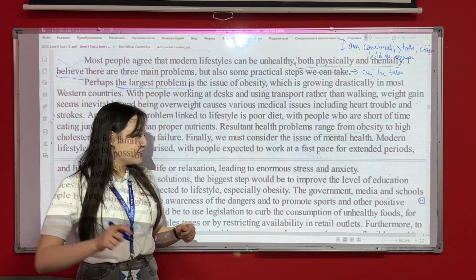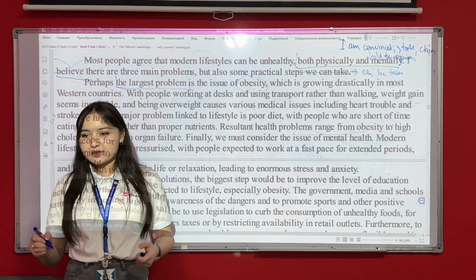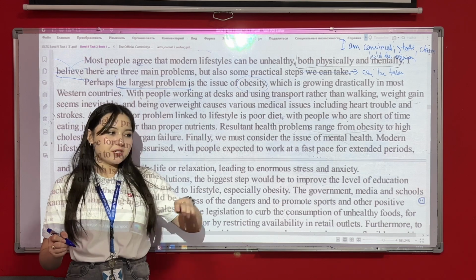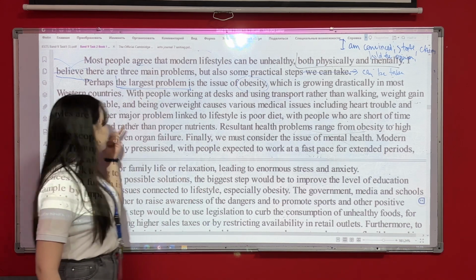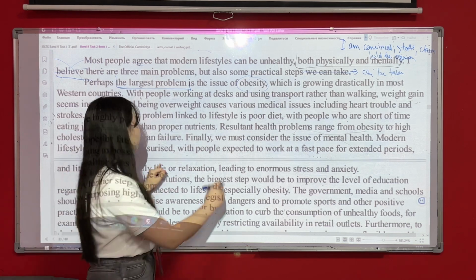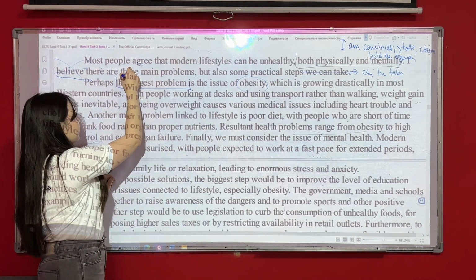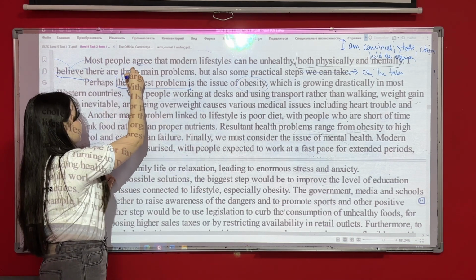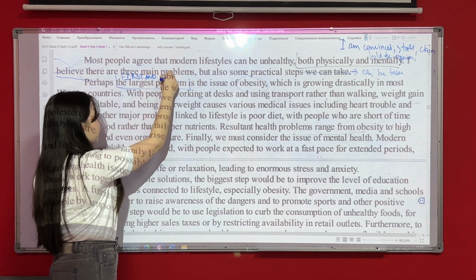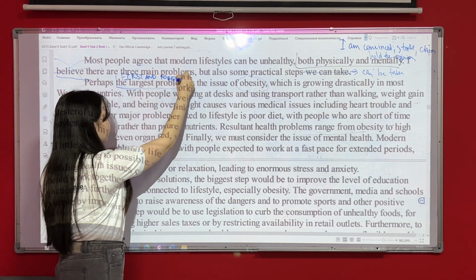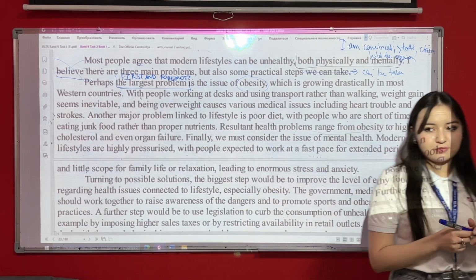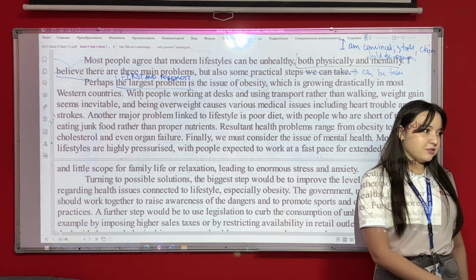Okay, I'll tell you. First and foremost. Do you know what it means? Первое и основное. Первое и самое главное. You could say, for example, perhaps first and foremost is the issue of obesity. Write it down. First and foremost. Use them, guys. Okay.